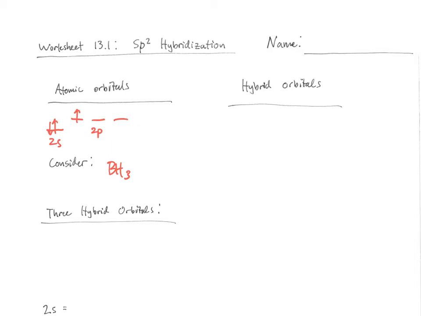Instead, you will get 3 degenerate sp2 orbitals, and then you're going to have a 2p that is perpendicular to those. And so the 3 electrons are going to spread out according to Hund's rules and occupy those sp2 orbitals like that.